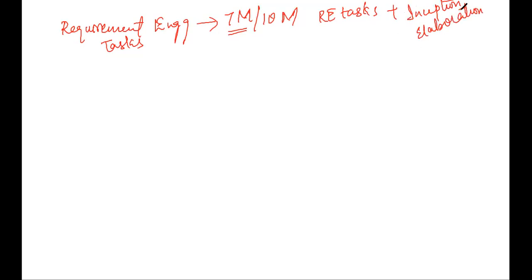Now, whenever you're elaborating this phase, be sure that you at least write a few lines about all the other tasks, because it is a 10-mark answer. In detail, you can write down about inception and elaboration. Now, a quick recap for this requirement engineering answer. What are the different requirement engineering tasks? There are 7 requirement engineering tasks.